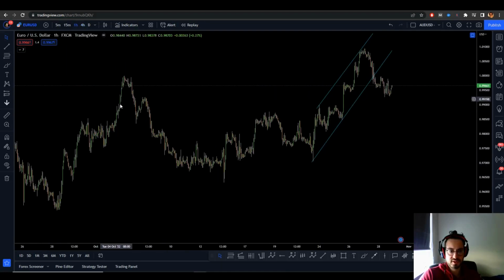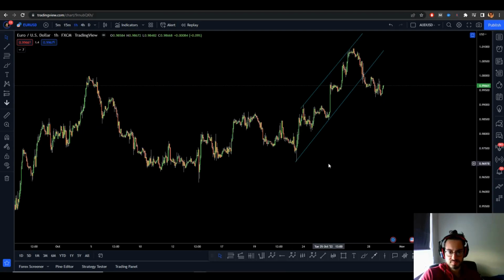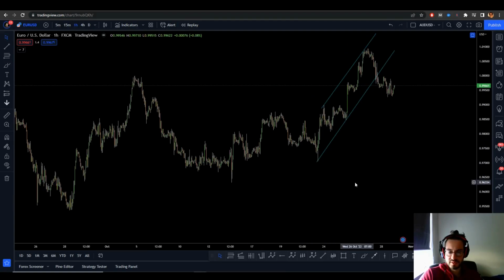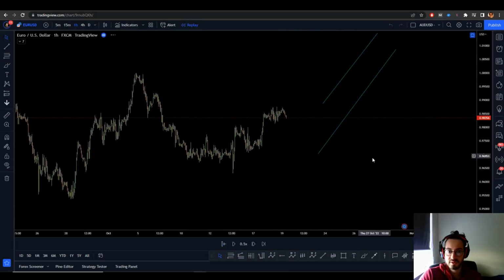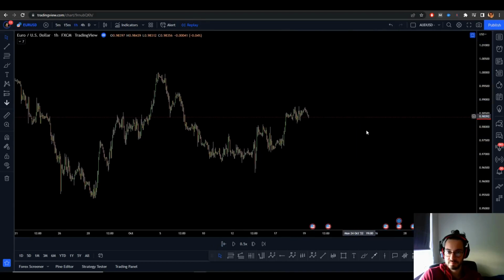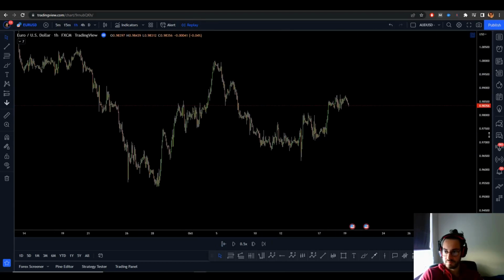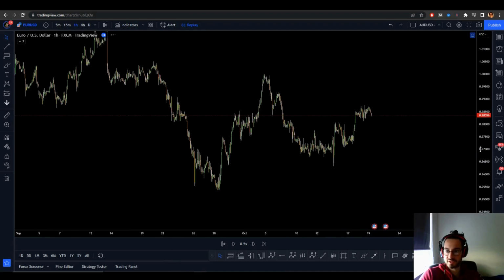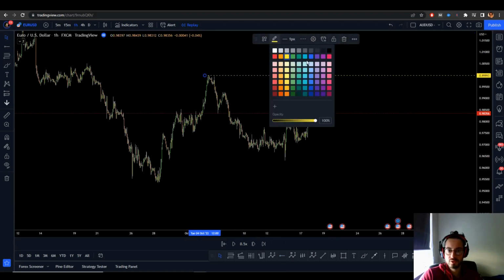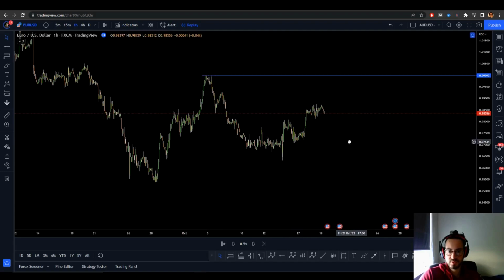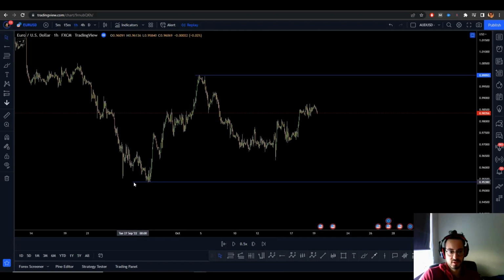Let me just check. I traded this piece here. Actually, let me just replay it. Let's just rewind. Okay. So this is the price action right now. Price is moving up right here. You always have to look to the left when you trade. What has happened? So we made a top here and we have a low here.